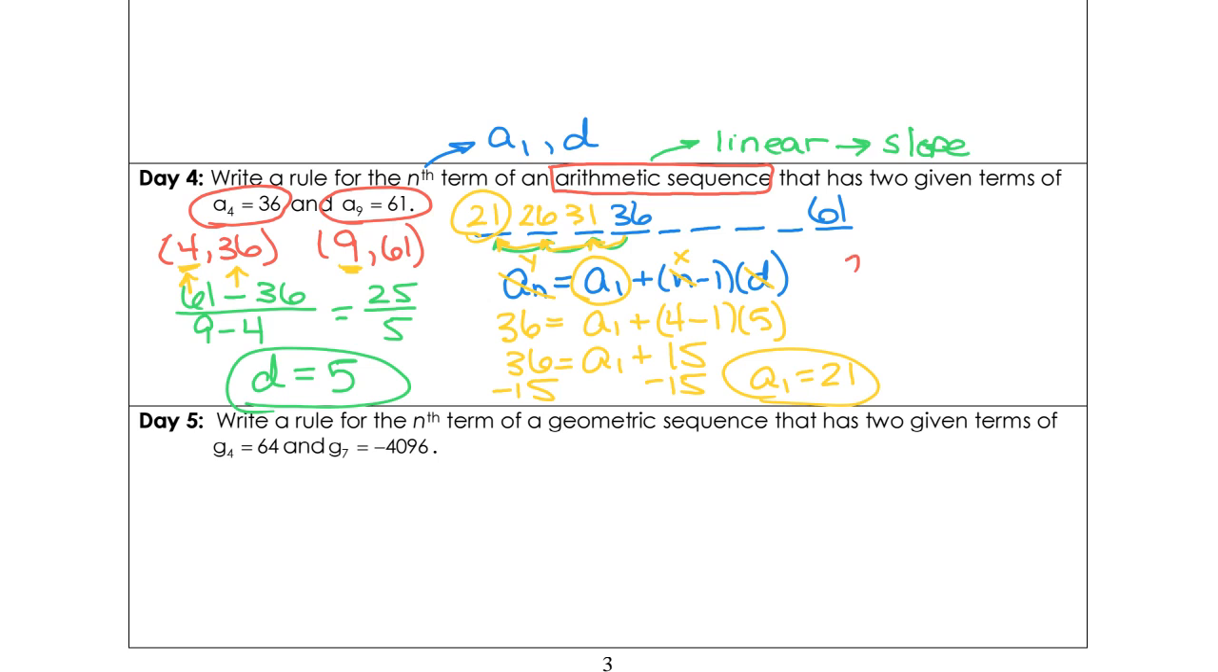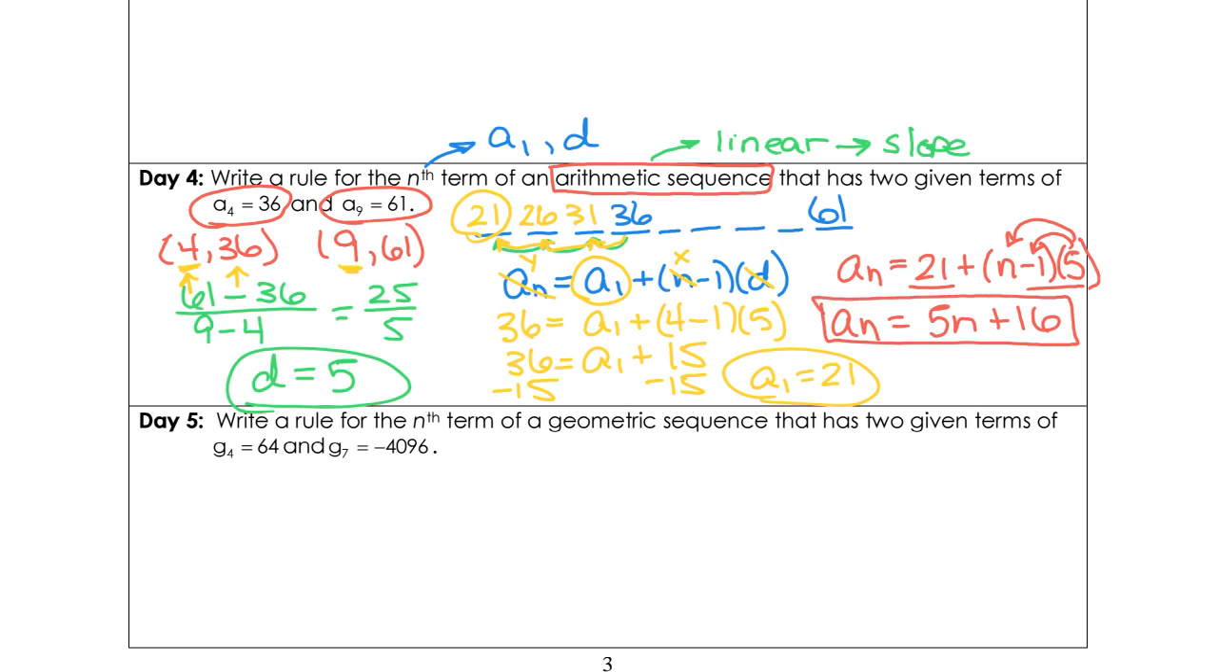Now that we have it, we can write our formula. We have a sub n equals our first term of 21 plus n minus 1 times our difference of 5. We could leave it like that, or we could clean it up. This would give us 5n, this would give us a negative 5, and the 21 minus the 5 would give us positive 16. And there is our cleaned up arithmetic formula for the nth term of the sequence.